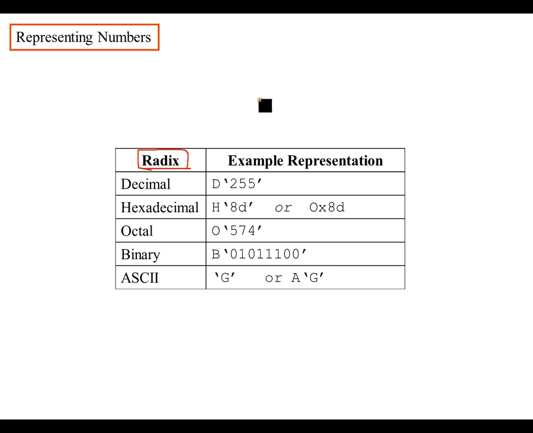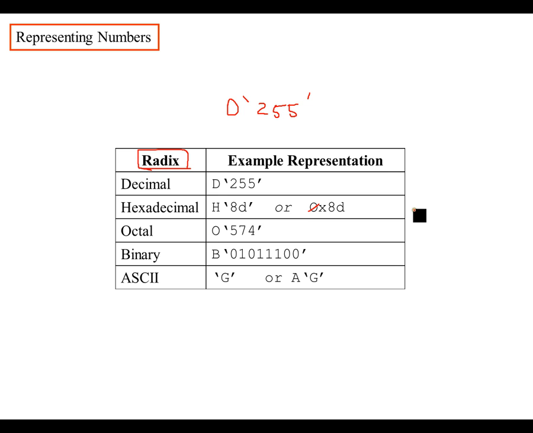For example, if you want a decimal number, you use a D and then a tick mark, then 255, and then another tick mark. That tells the assembler that you want the decimal equivalent of 255. And then there are two different ways to do hexadecimal. You can do H, tick, 8D, tick, or you can use 0x8D. This is a zero, by the way, not an O. Either way represents a hexadecimal number.